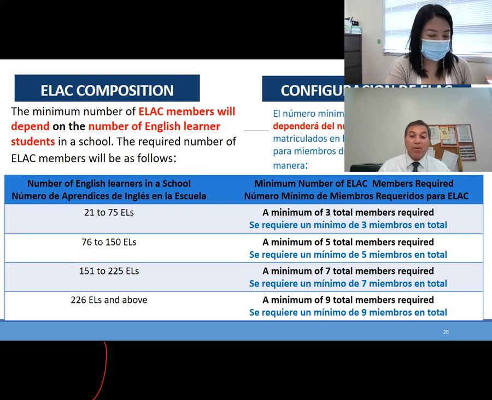More parents can join if they want. It just has to be at least 5 and always the majority parents of ELs.